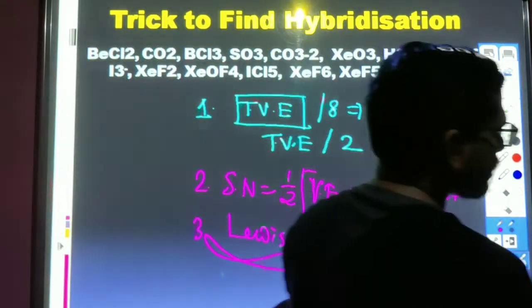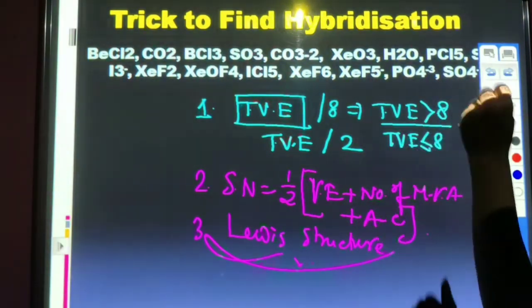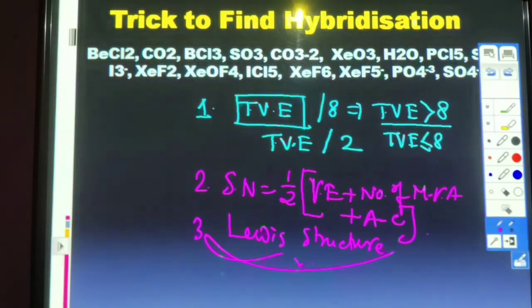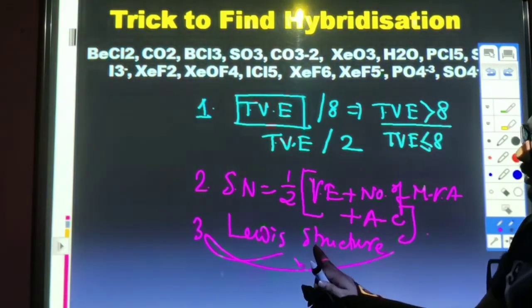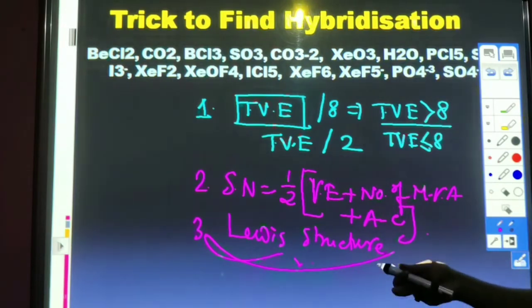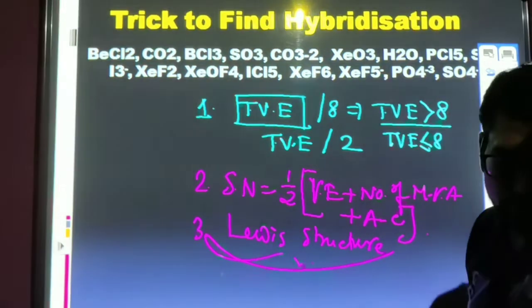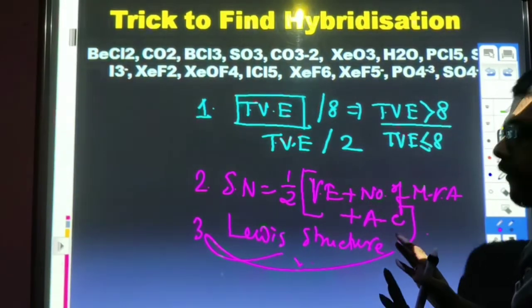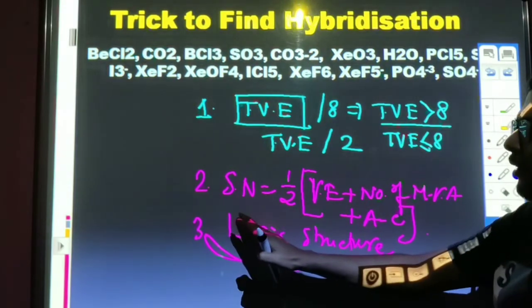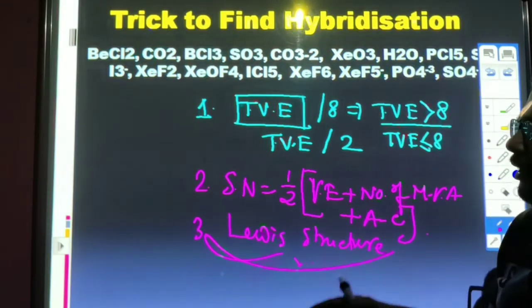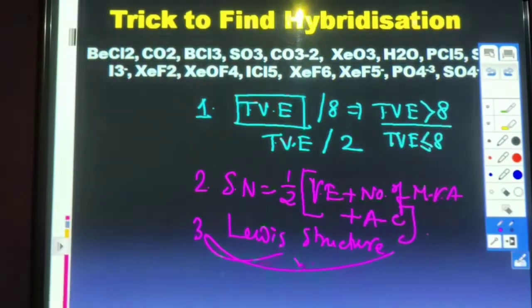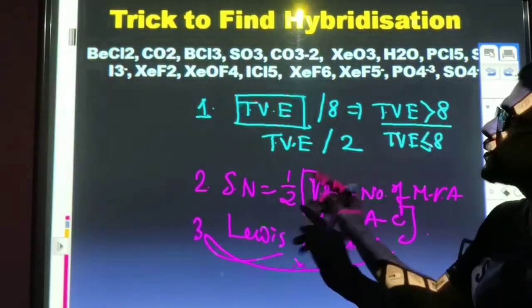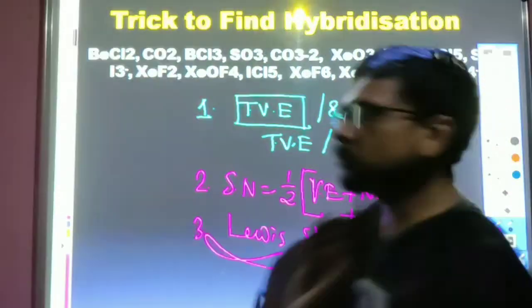If you know the Lewis structure, from that Lewis structure you can easily calculate the hybridization for the central atom in a molecule. In order to determine the hybridization for some of the molecules, I will suggest the Lewis structure. If you go through that Lewis structure, you will easily calculate the hybridization for the central atom. I'll just give you one example.